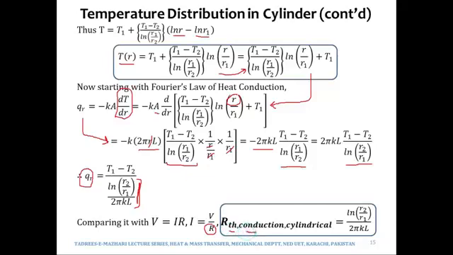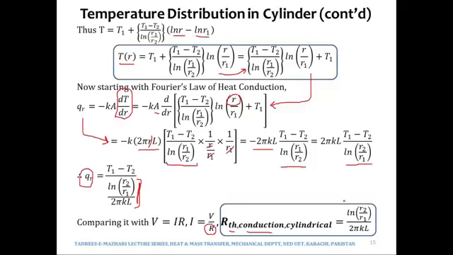And it is conductive. Why? Because we are using Fourier's law of heat conduction. And since we are dealing with cylindrical coordinates, log of R2 over R1 over 2 pi KL, or log of outer radius over inner radius divided by 2 pi KL, is the expression for conductive resistance in a cylindrical coordinate system. This is the expression to find the conductive resistance offered by a cylindrical wall.